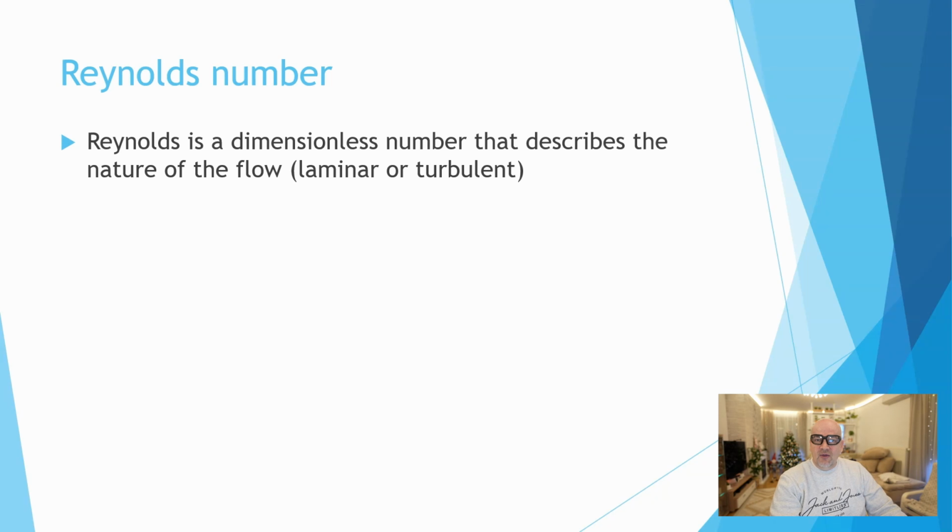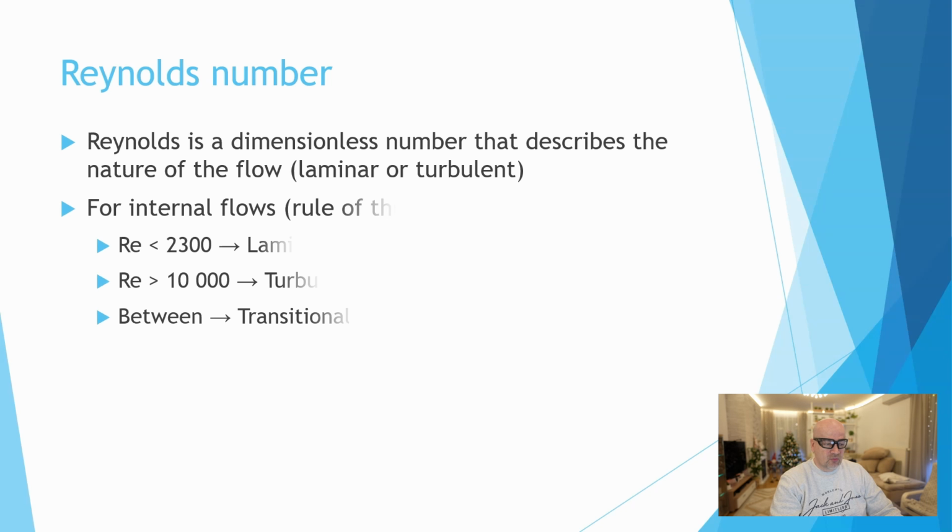And actually this can be calculated. Reynolds number is a dimensionless number that describes the nature of the flow. Is it laminar or turbulent? And we have these limitations. There are some restrictions, but I'll explain this later. For now, let's remember this number, 2300. We will need it later.